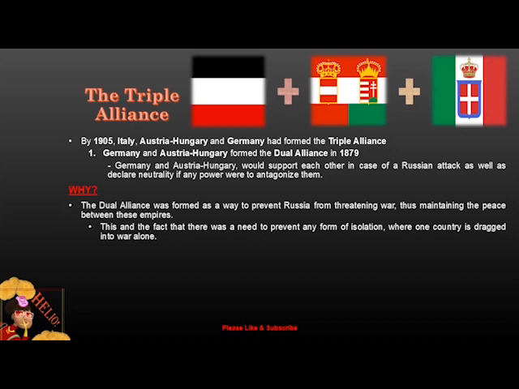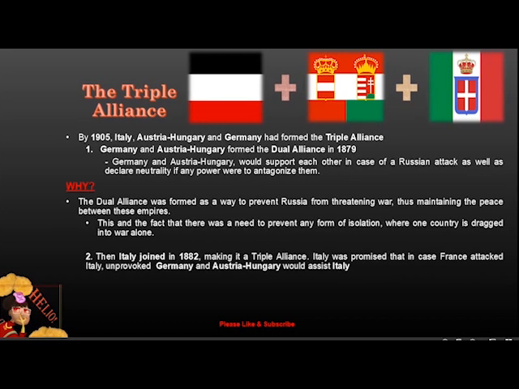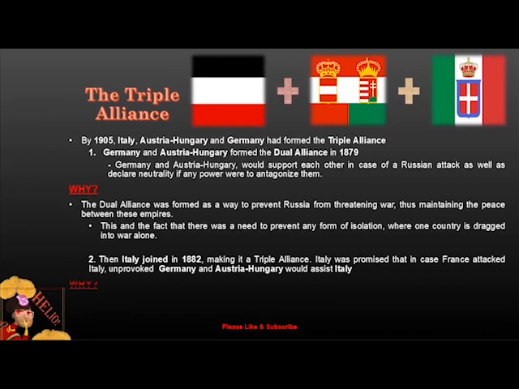So the unification of the Triple Alliance, no pun intended, if you've done the unification of Italy and Germany, is when Italy joins in 1882, making it the Triple Alliance. So Italy was promised that in case of a French attack, where Italy hadn't even provoked a French attack in the first place, Germany and Austria-Hungary would assist Italy, either financially, militarily, all the good stuff. That's what was promised out of this alliance. Why? Because Italy is another new country, because Germany is also a new country, and it needed protection from the other nations that were already more established and wealthier than it.